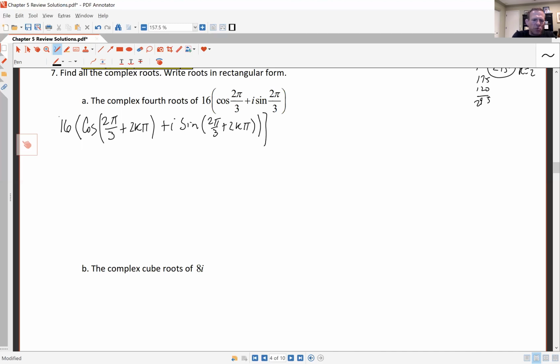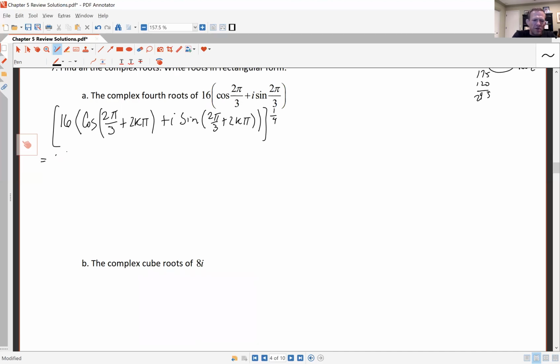And we're taking this to the 1/4 power. So we're going to get 16 to the 1/4, which is the 4th root of 16, or 2. And then we have to divide all this stuff by 4. So 2 pi over 3 divided by 4 is 2 pi over 3 times 1/4, or pi over 6. Now, 4th roots, we're taking the full 360 divided by 4, which is 90.